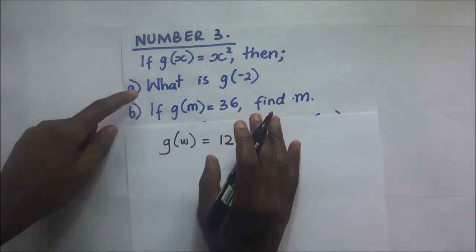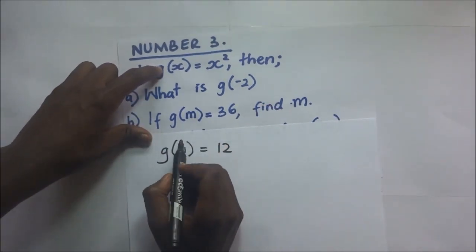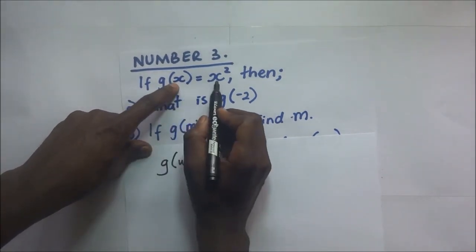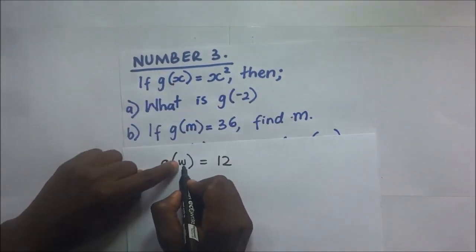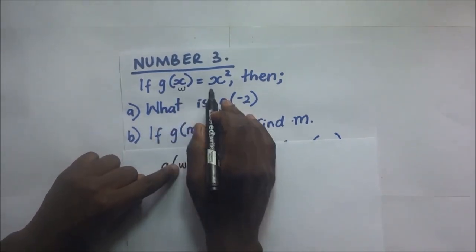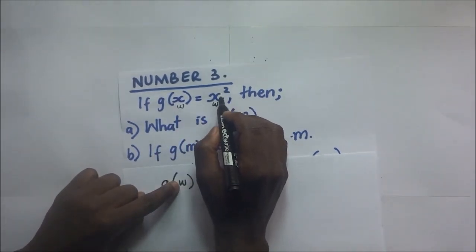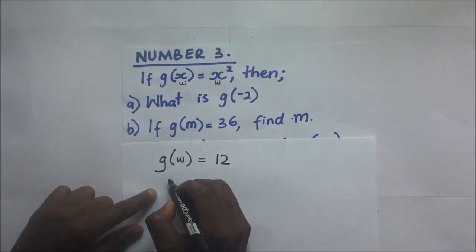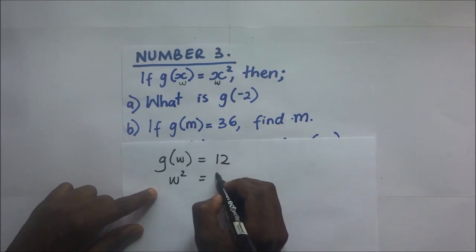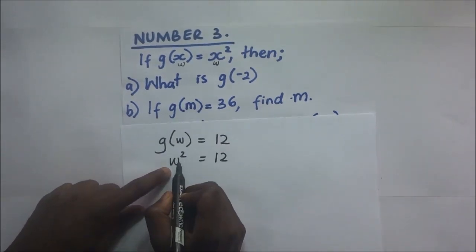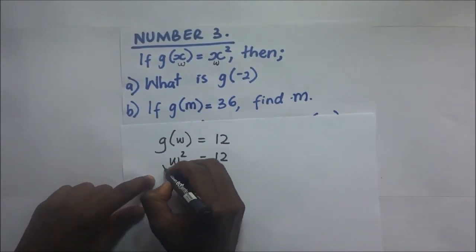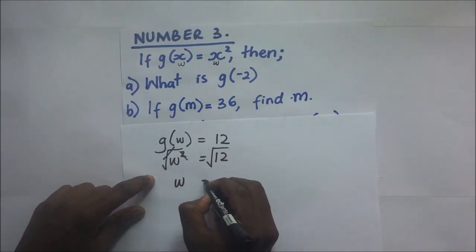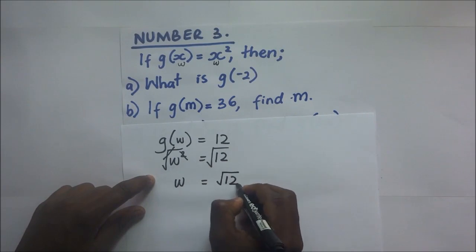So it means that if g originally had the variable x, and when the variable is x it gives us x squared, so now if the variable is w, this is supposed to be w squared. We just substitute. So w squared is given by 12. For us to get the value of w, we find the square root on both sides, so that this goes with that, you remain with w, giving us the square root of 12.